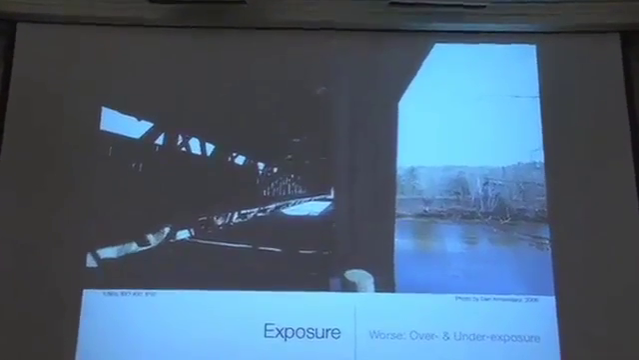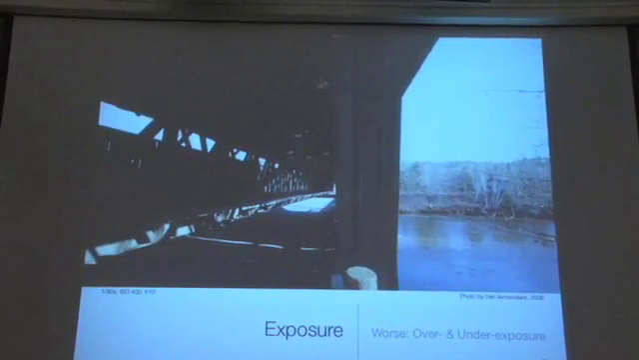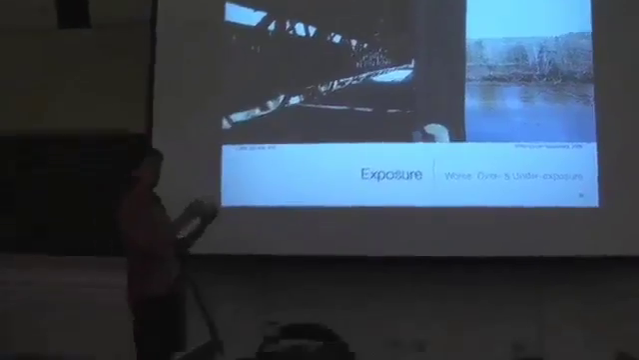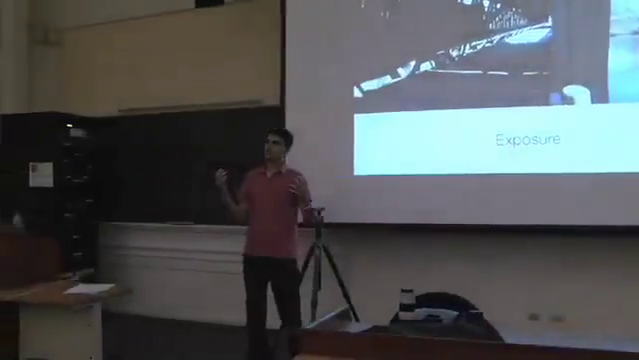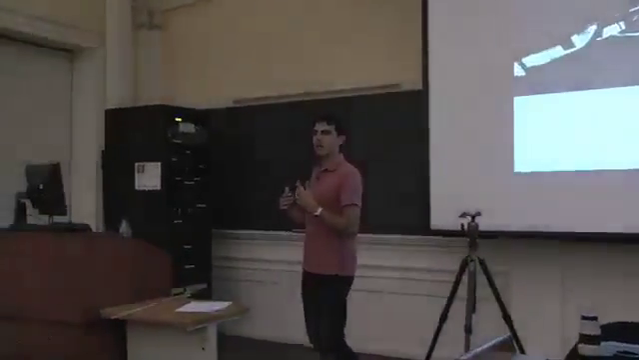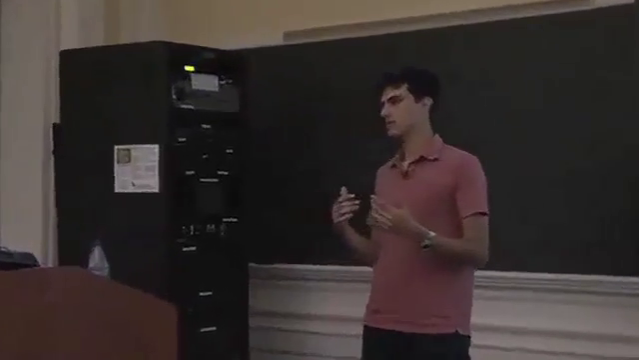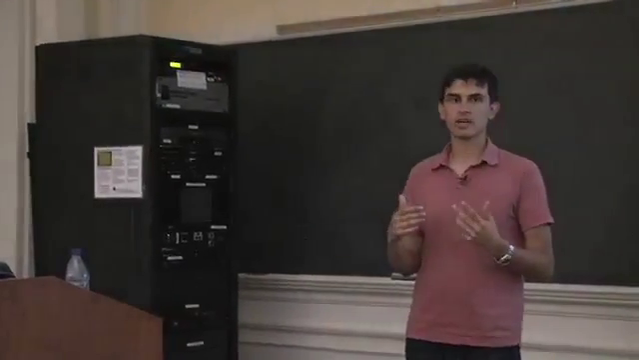But the other problem with bracketing is that if you do too wide of a bracket, in other words, if you change the exposure values too much, it's very easy to make it obvious that you've manipulated the image. It's very easy to make it look unnatural and to make the light look sort of crazy.